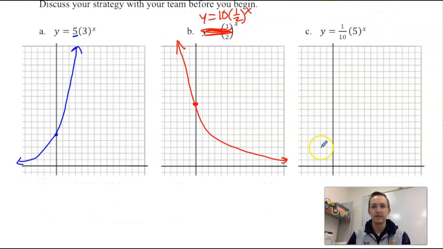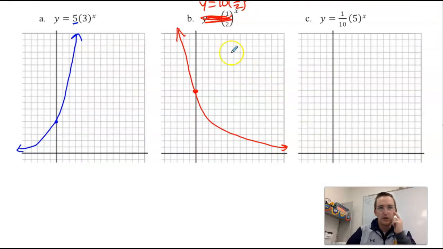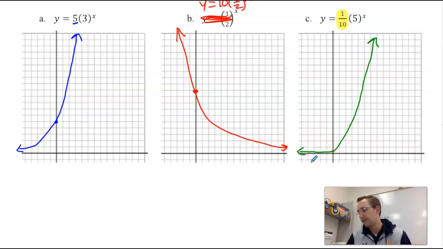And then lastly for C, here they're trying to be a little tricky with us, but this fraction is our A value. So we're just starting at 1/10, which is barely above the origin there. And then our multiplier is 5. Again, that is obviously bigger than 1, so we have an increasing function again. So we're going to start really, really small as we come from the left, and then get bigger and bigger as we go to the right. And that's how that one would look.